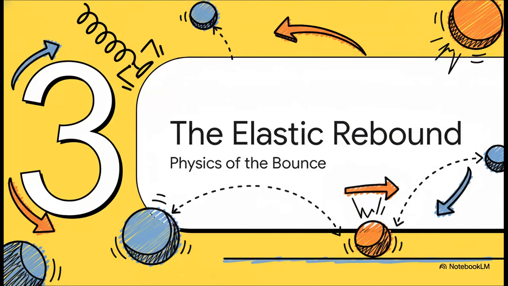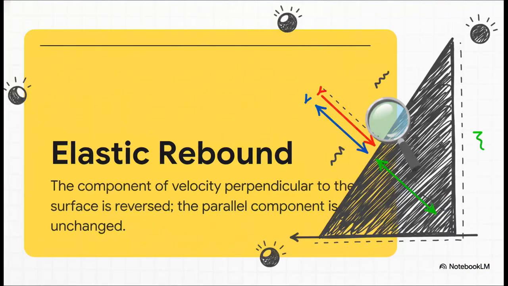And now for what is probably the most interesting part of this whole problem, the bounce itself. Seriously, how we handle this elastic rebound is the key that unlocks the entire rest of the solution. So, what does elastic really mean here? Think of it like a perfect, super bouncy collision where no energy is lost. For a big, fixed surface like this incline, it boils down to one simple rule. The part of the velocity that's going straight into the surface, the perpendicular component, just flips direction, like it's bouncing off a mirror. Meanwhile, the part of the velocity that's sliding along the surface is completely unaffected. It doesn't even know the collision happened.